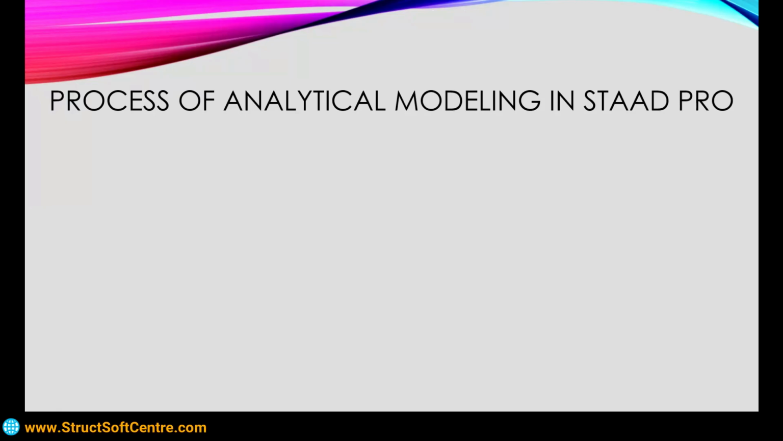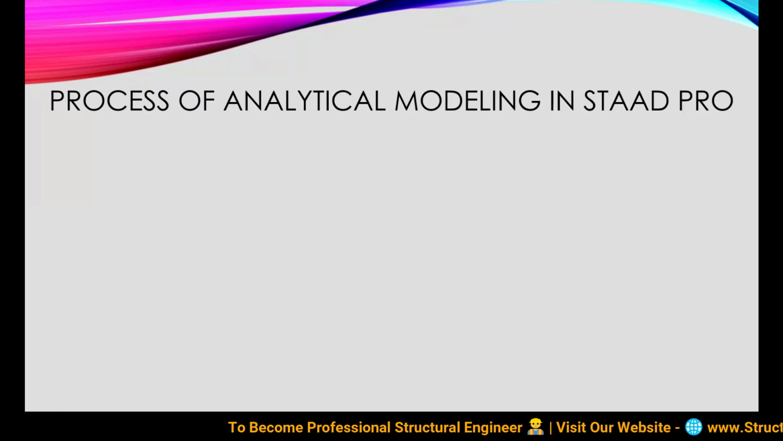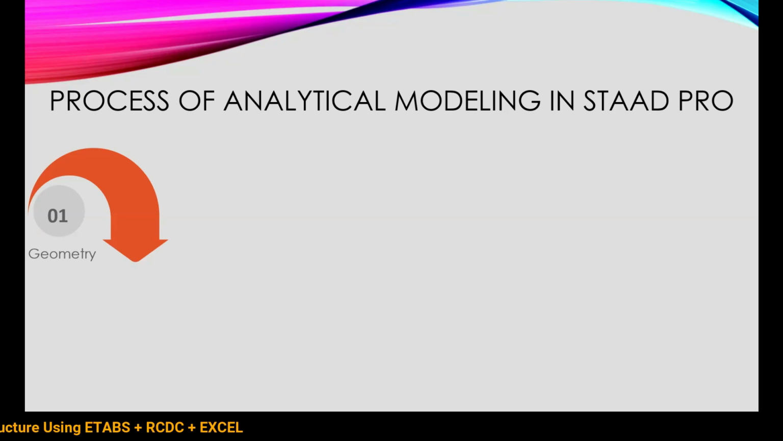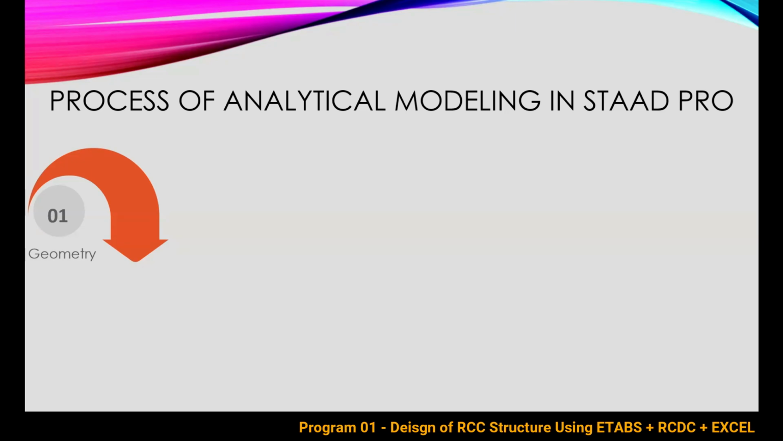Now, when you want to analyze or design any kind of structure in STAAD Pro, there are certain steps we can follow. So I would just like to show you the process of analytical modeling in STAAD Pro. First, we need to create the geometry of our model. To create geometry, we use nodes. These nodes are connected by beams, and with the combination of nodes and beams we create a geometry. Geometry is just lines and dots of the model we want to create.